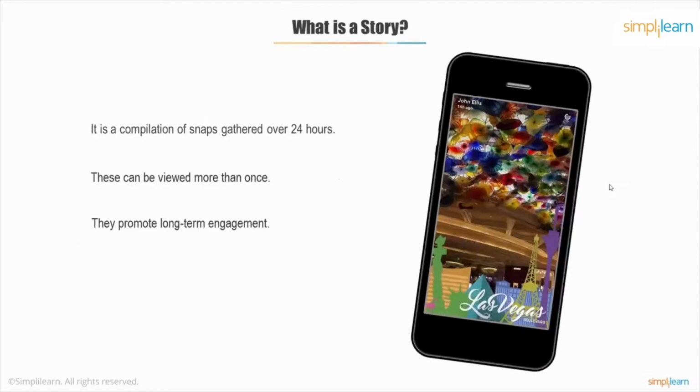Now, a Snapchat story is a compilation of snaps that you've gathered over a 24-hour time span. So this sits in a different place within Snapchat, and unlike a snap, which is sent to specific people, a story can be viewed by anyone who's following you or is connected with you on Snapchat. These can also be viewed more than once.